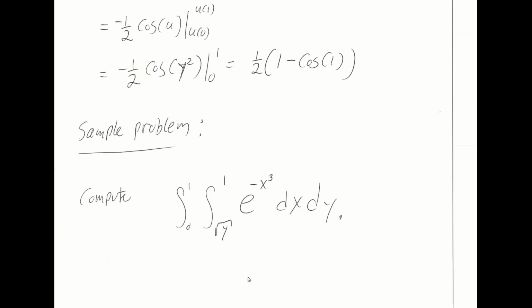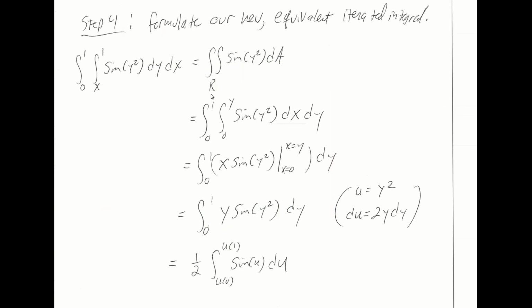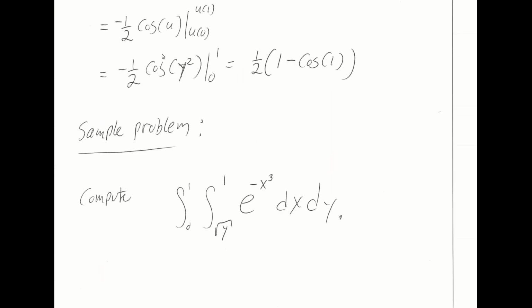So the integral of sine of u is simple. That's just the opposite of cosine. And then I return to my original variable name before I plug in limits of integration. That is my preference. You could solve for u of 0 and u of 1 and stick with u if you like. But we end up with 1/2 times the quantity 1 minus cosine of 1.